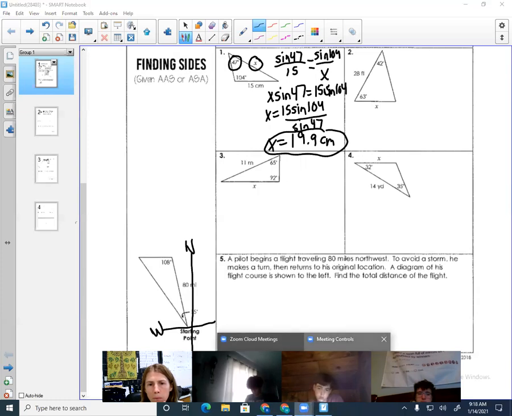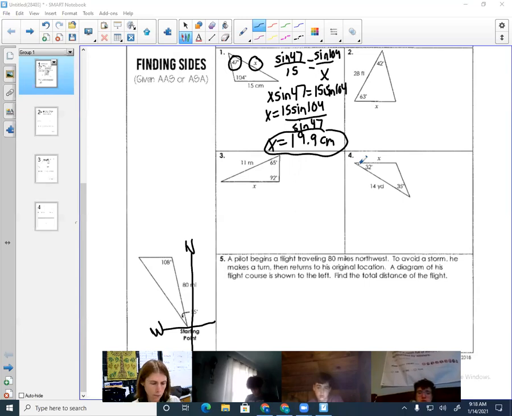We have to find the length of all the sides, so we just use the law of sines for each of the sides that are available. Okay, so Rowan, give me the first one you want to put, what you want to match up.